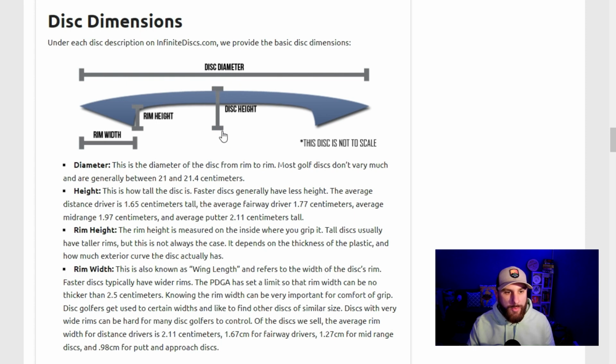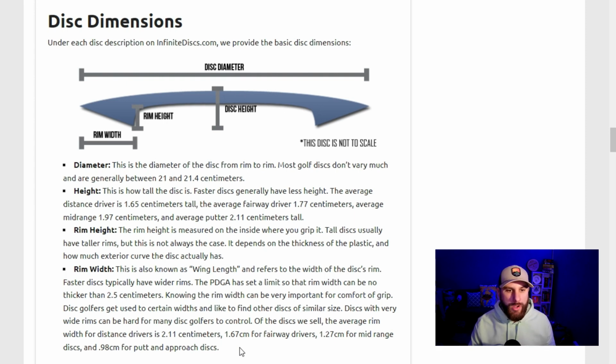All right. Then we have the rim width, which is the wing of the disc to the bottom rim, and then we have the rim height. Now those are the 2 names that are going to be different on the PDGA's website, and we'll go over that in a second. These are all nice descriptive terms about what is the average for those areas of the disc for distance drivers, fairway drivers, mid-ranges, and putters.